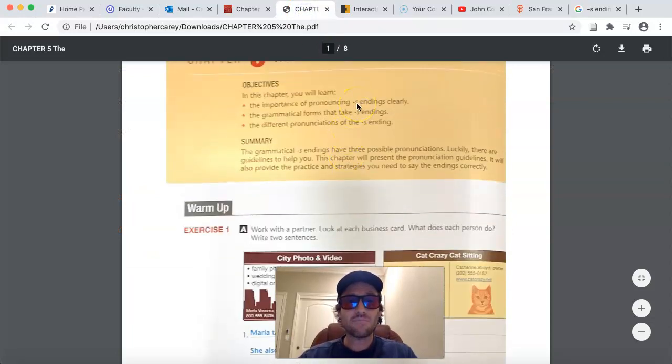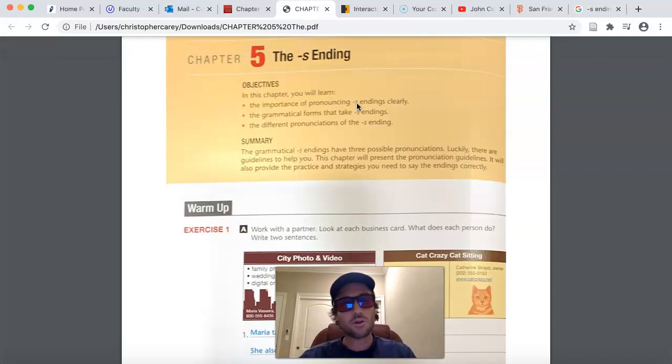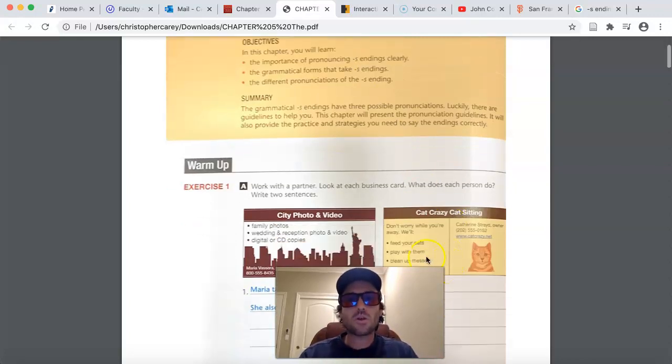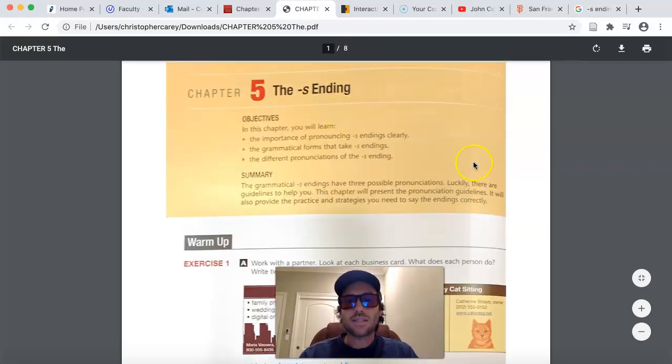The S ending, and this is what we looked at a couple chapters ago. One of the challenging features of English is that words are not always pronounced the way that they're written, that there are variations depending upon the spelling. And these are some examples that we're looking at with the S ending.